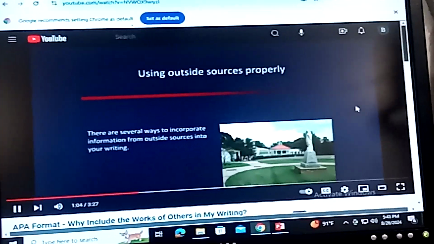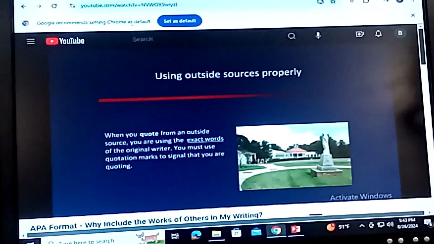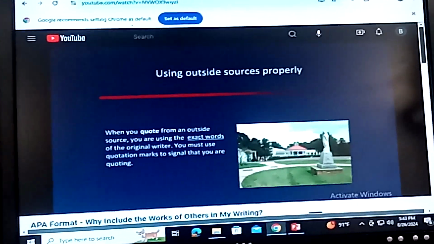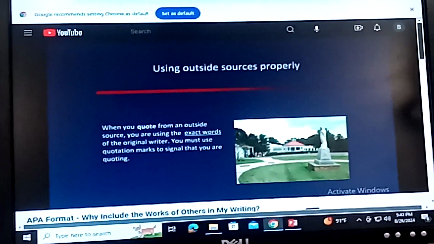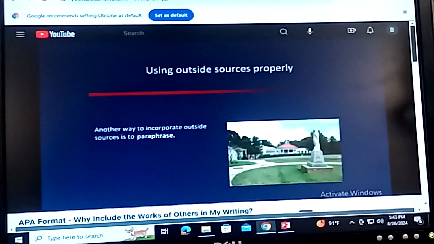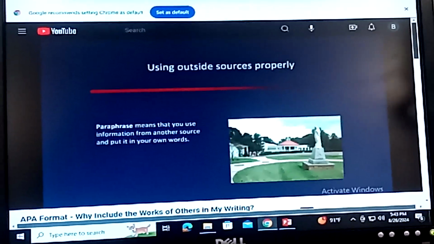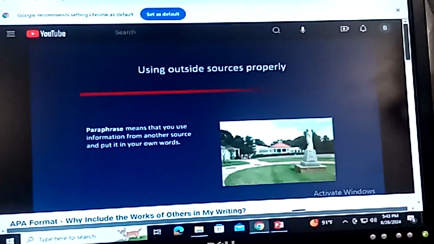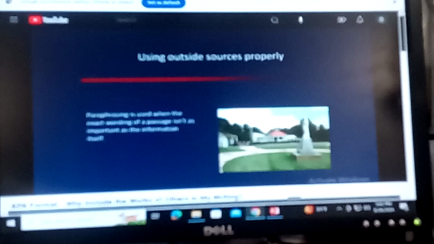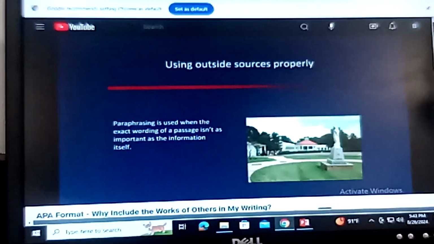There are several ways to incorporate information from outside sources into your writing. When you quote from an outside source, you are using the exact words of the original writer. You must use quotation marks to signal that you are quoting. Another way to incorporate outside sources is to paraphrase. Paraphrase means that you use information from another source and put it in your own words. Paraphrasing is used when the exact wording of a passage isn't as important as the information itself.